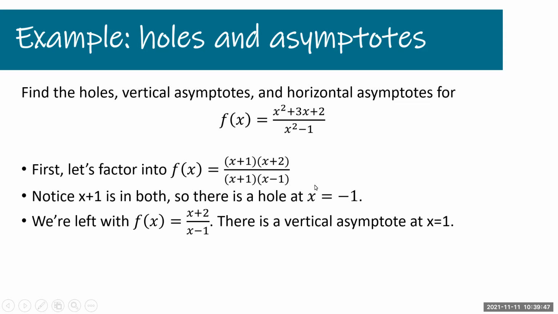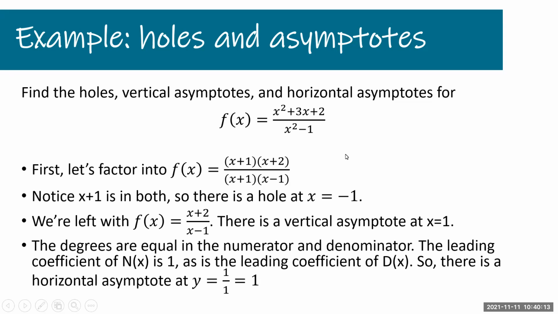Now for the horizontal asymptote, we need to compare degrees. We see that the top is second degree, highest power is 2. The bottom is also second degree with the highest power of 2. If we look back at our rules, we'll know that if they have the same degree, then the leading coefficient ratio is our horizontal asymptote. So here our leading coefficient is 1. Here it's 1. So y equals 1 is going to be our horizontal asymptote. Pause this if you need to make some sense of this.